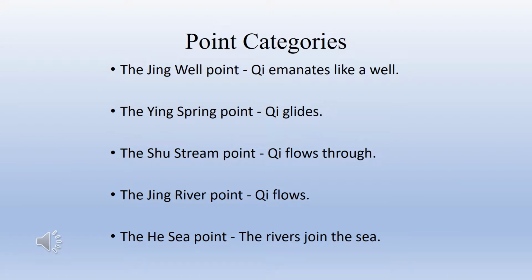Jing well points: Qi emanates like a well. The Ying spring points: Qi glides. The Shu stream point: Qi flows through. The Jing river point: Qi flows. The He sea point: the river joins the sea.